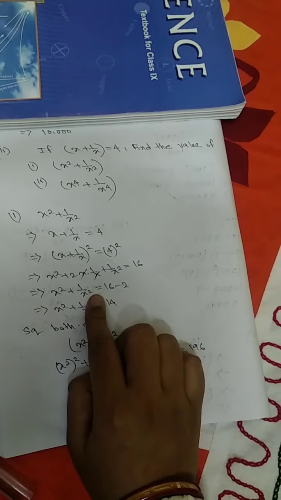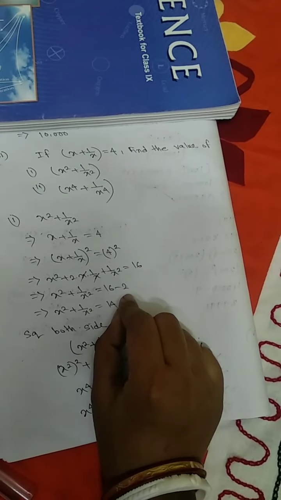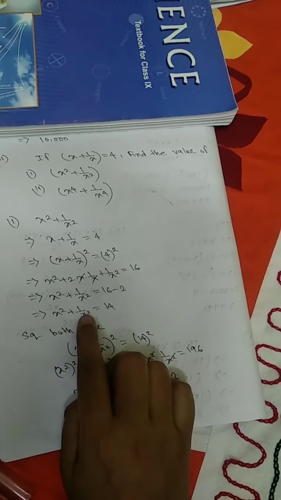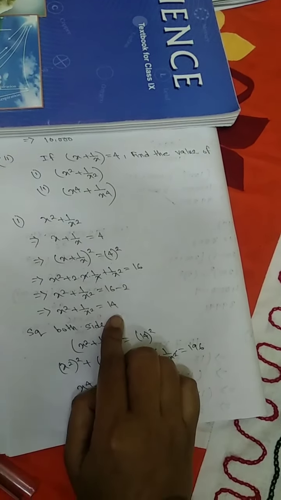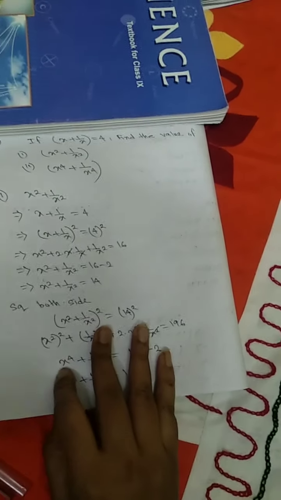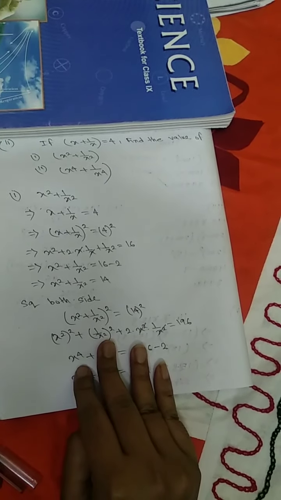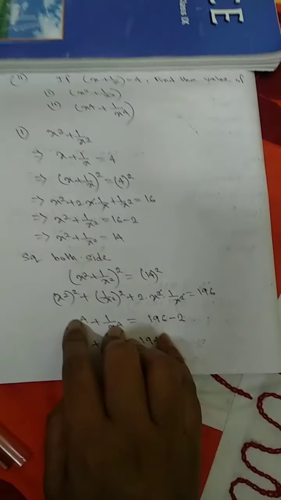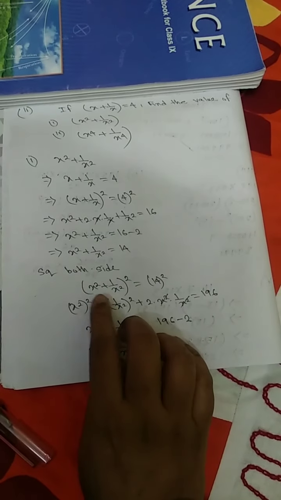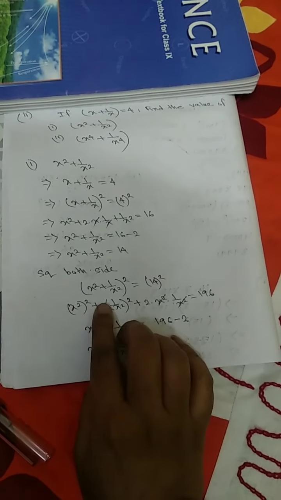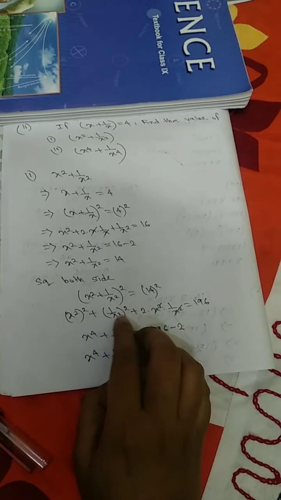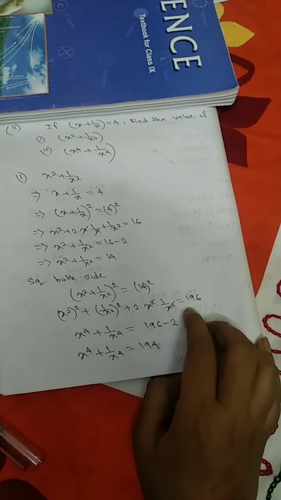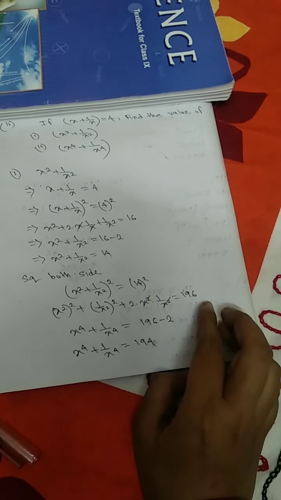Now if you take the plus 2 to the other side, then it will be minus 2. So 16 minus 2. So the value of x square plus 1 by x square is equal to 14. Okay. Now we have to find the value of x to the power 4 plus 1 by x to the power 4. Again we are squaring both sides. So x square plus 1 by x square whole square will be x to the power 4 plus 1 by x to the power 4 plus 2 x square into 1 by x square is equal to 14 square, which is 196.